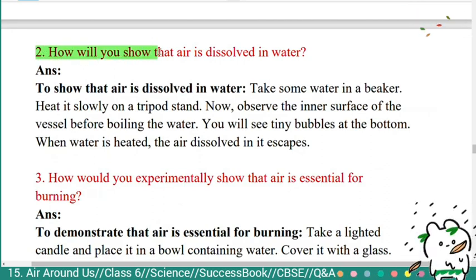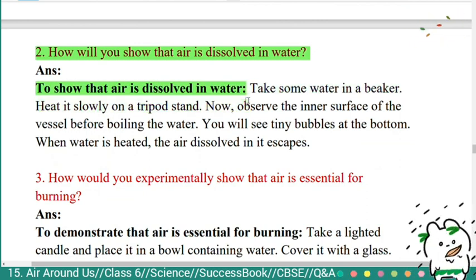Second question. How will you show that air is dissolved in water? Answer. To show that air is dissolved in water, first take some water in a beaker, heat it slowly on a tripod stand. Now observe the inner surface of the vessel before boiling the water. You will see tiny bubbles at the bottom when water is heated. The air dissolved in it escapes.